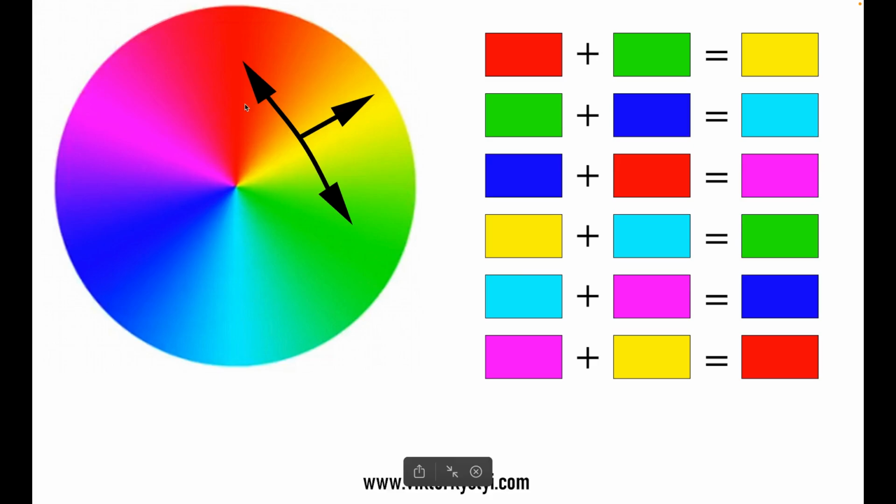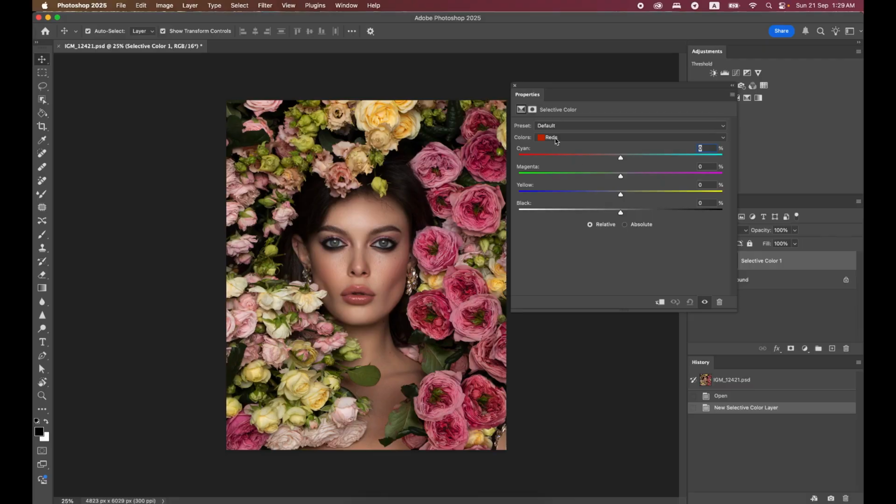You also need to learn what happens when you mix opposite colors. When opposite colors are mixed, the color saturation decreases. If I move the yellow slider to the right in red, then yellow will be added to everything that is red in the photo. When red is mixed with yellow, orange is obtained.